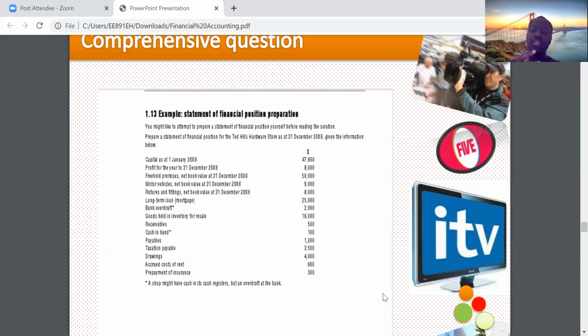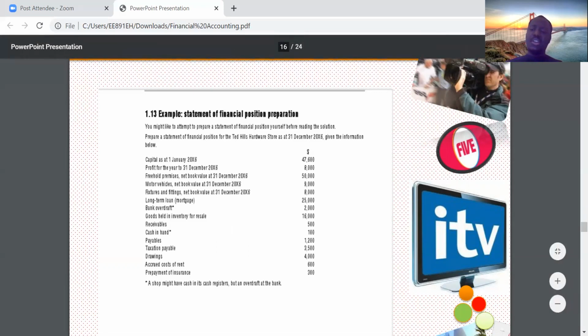Drawings. Drawings are simply money that the owners take out of the business. Drawings, 4,000. Accrued costs of rent, 600. Prepayment of insurance, 300. And it says a shop might have cash in its cash registers, but an overdraft at the bank. That's a small note. So let's prepare the statement of financial position.